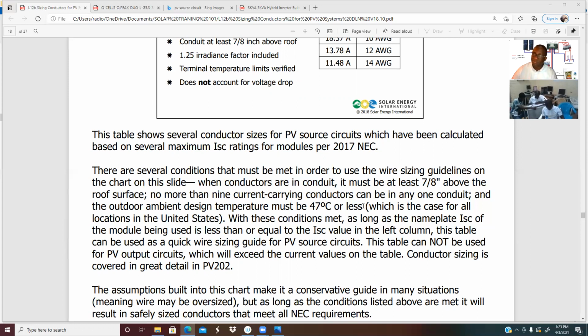What does it mean? Okay, so we are running the conductor on the roof. It should not be flat on the roof. It should be lifted above the roof, 7/8 of an inch. So we should not put more than 9 wires or current carrying conductors in one conduit, because the temperature in that conduit will be very high.